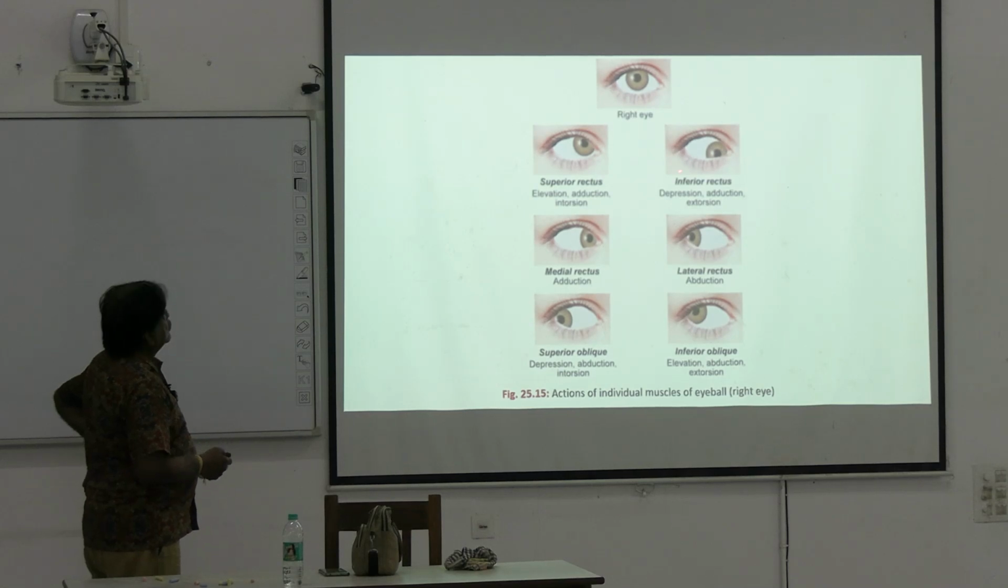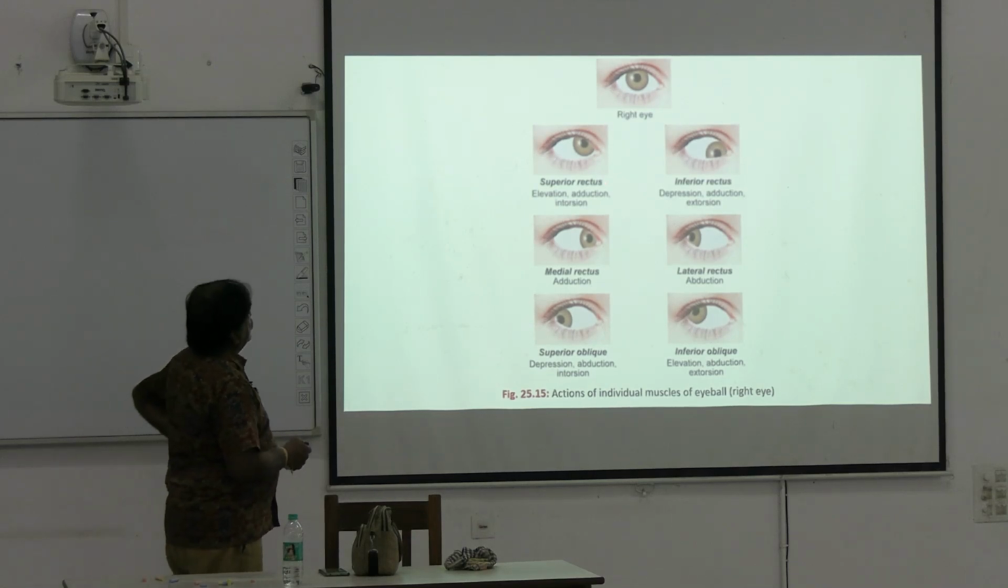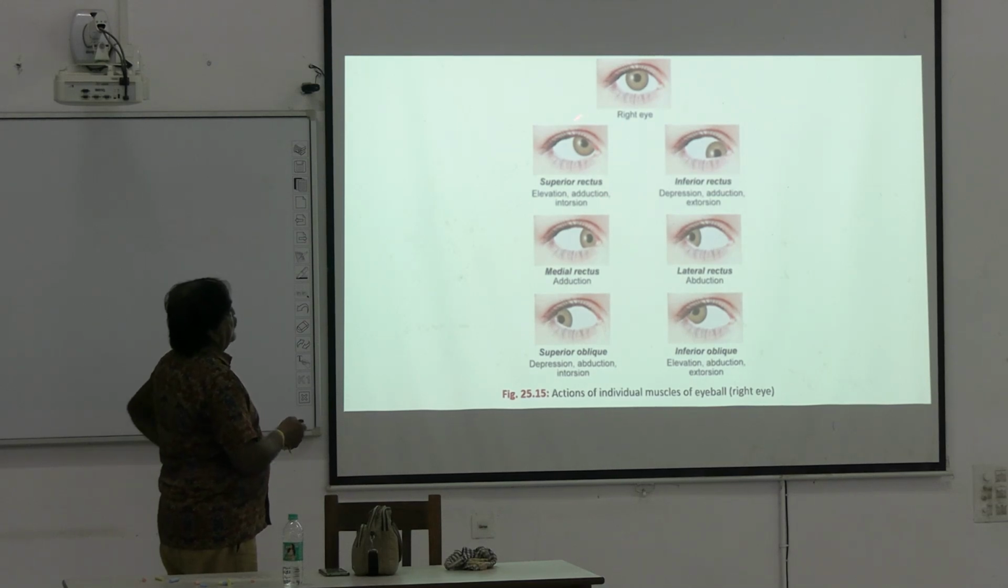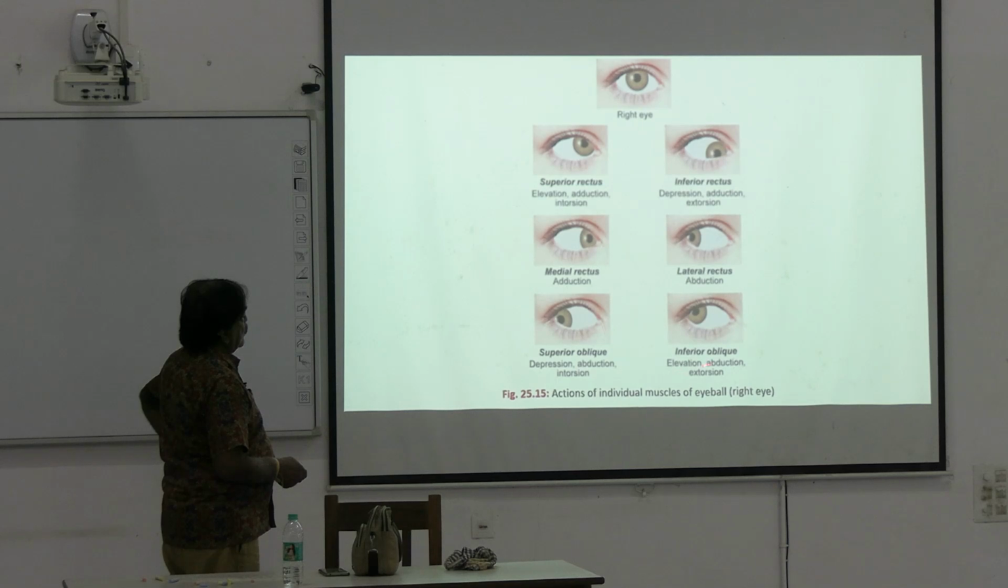Now, this is the right eye: the superior rectus, elevation, adduction and intorsion. This is what it looks like. So, please see and you can draw this picture. Now, inferior rectus: depression, adduction and extorsion. Medial rectus: adduction. Lateral rectus: abduction. Superior oblique: depression, abduction and intorsion. Inferior oblique: elevation, abduction, extorsion. Action of individual muscles of the right eyeball.